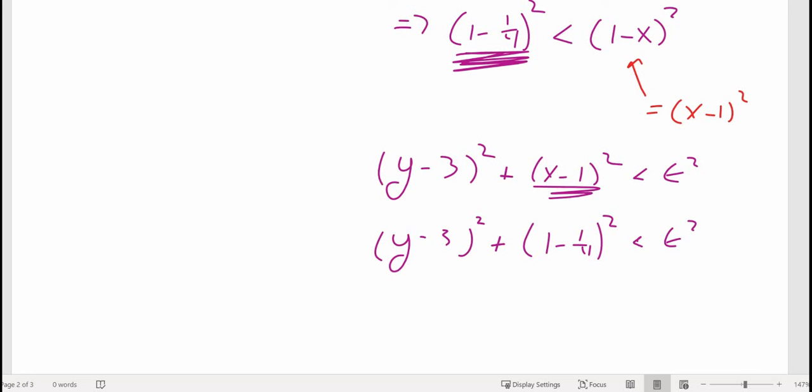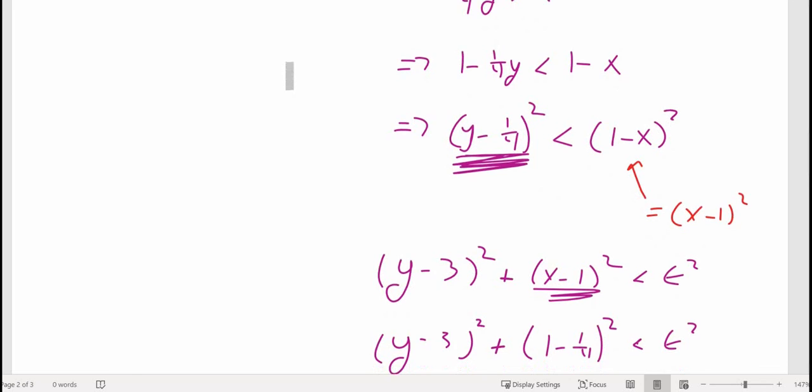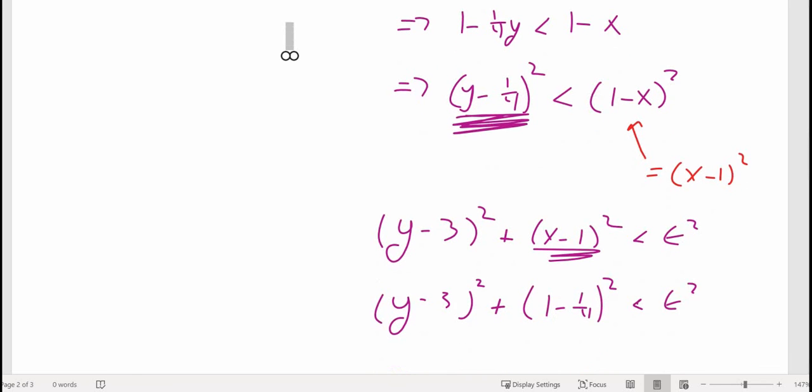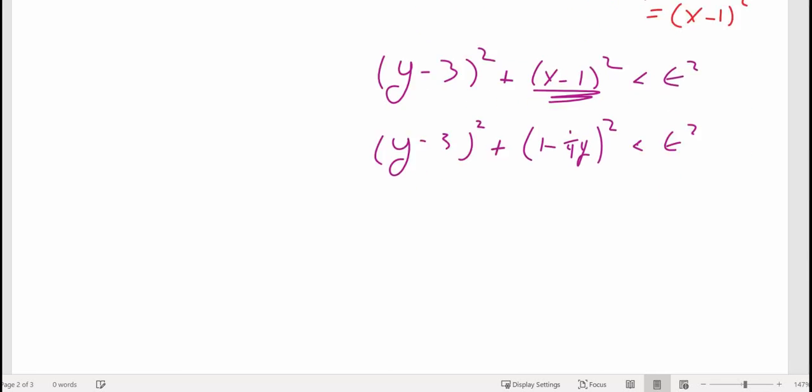And that should be a y minus 1/4. All right. 1 minus 1/4 y. I'm not writing things very well here. 1 minus 1/4 y. Copy all that down right before I make a mistake.